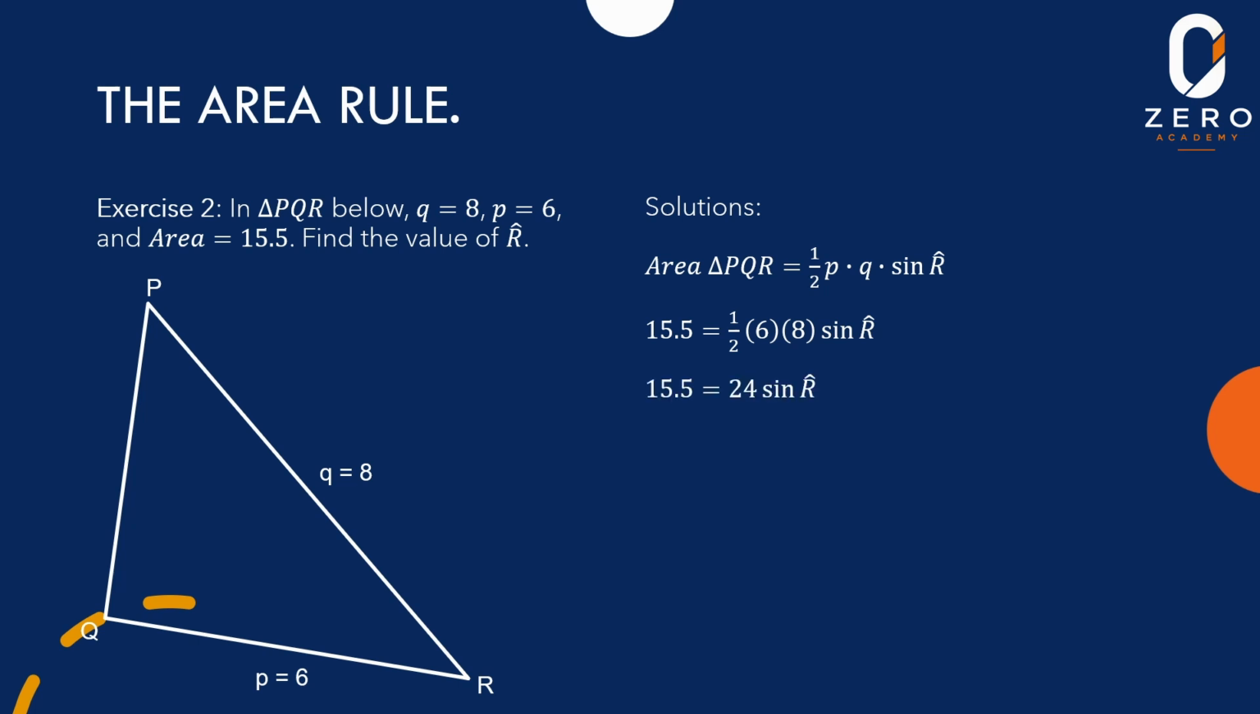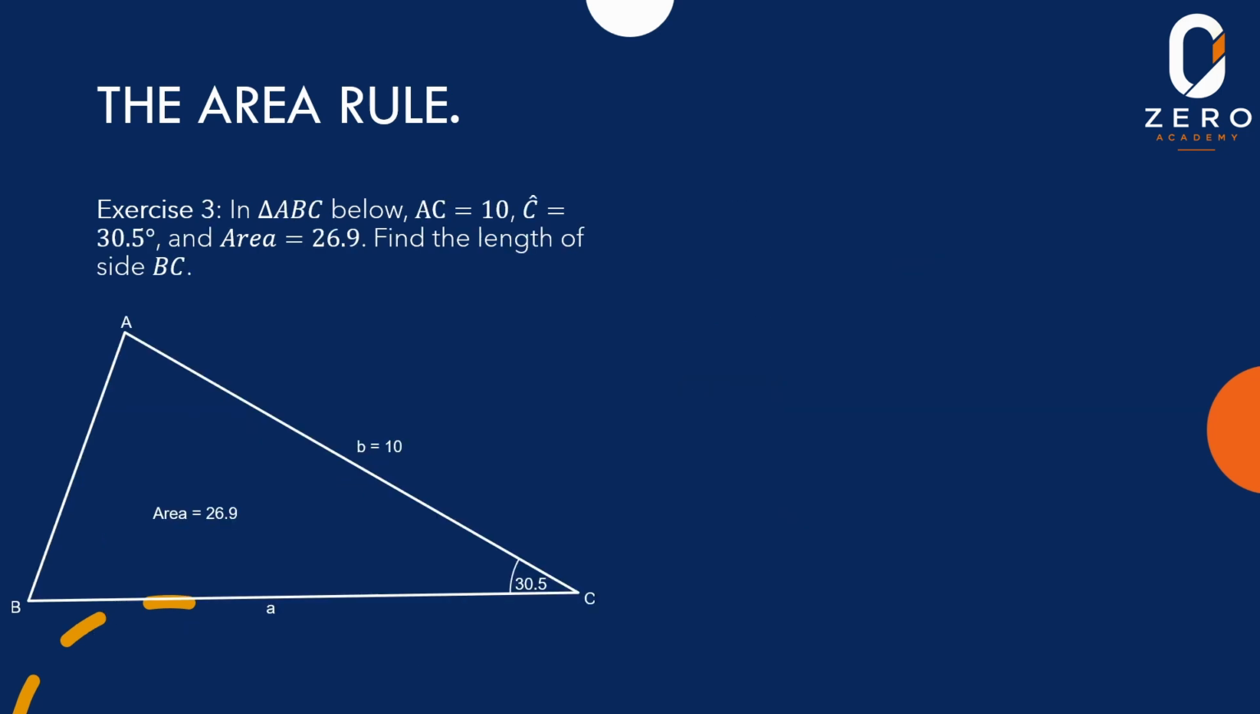And simplifying that a little bit further, I will get 15.5 is equal to 24 sine of angle R. And making sine R the subject of the formula, I will have sine of angle R is equal to 15.5 divided by 24. And making angle R the subject of the formula, I will have angle R is equal to arc sine of 15.5 over 24, and that will give me an angle of 40.23 degrees.